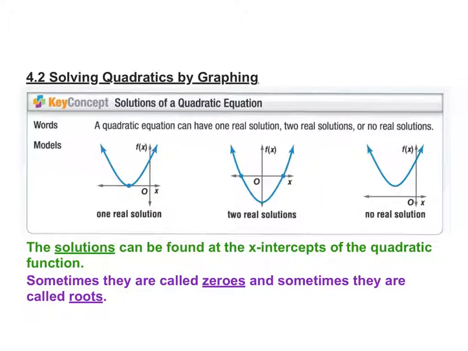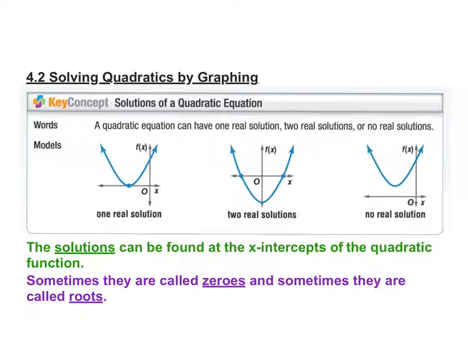Okay? If you're looking for solutions, you're also finding roots and zeros. If you're looking for roots, you're looking for solutions and zeros. If you're looking for zeros, you're looking for roots and solutions. They all mean the exact same thing. Sometimes, depending on the type of problem, they will use a different term, but they all are the same thing. They are all the x-intercepts.